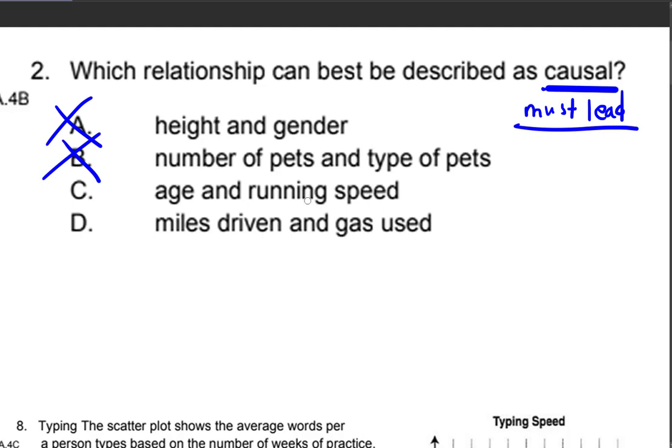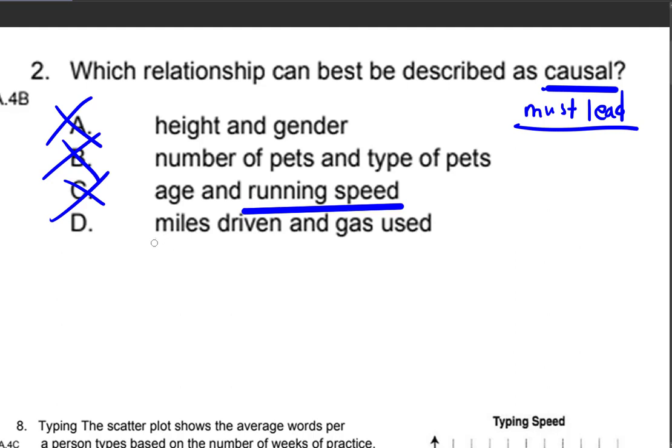How about age and running speed? As you get older, does your running speed tend to increase? What we do notice is yes, there is a positive correlation. However, is it necessarily the case? No, as you get older, you can get a bum knee or something like that, and all of a sudden your running speed drastically decreases, right? So that is also not a causal relationship.